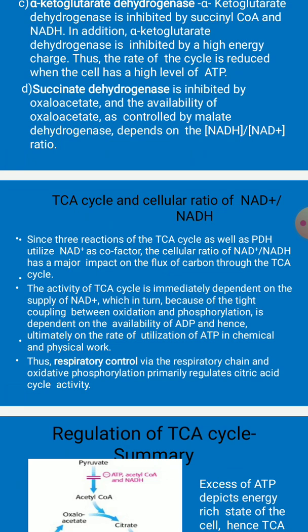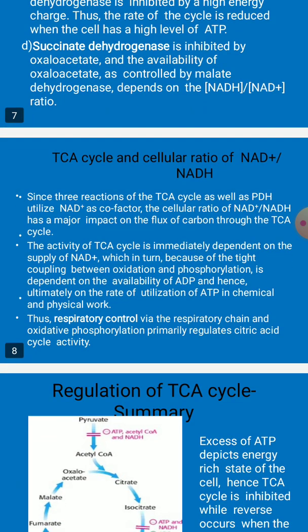So coming to the TCA cycle, let us see how the cellular ratio of NAD plus to NADH is going to be maintained here. In the three reactions which we have come across in the TCA cycle, as well as PDH, NAD plus is utilized as a cofactor, right? The three enzymatic reactions of the TCA cycle are isocitrate dehydrogenase, alpha ketoglutarate dehydrogenase and malate dehydrogenase, as well as PDH, pyruvate dehydrogenase, which utilizes NAD plus as a cofactor. So the cellular ratio of NAD plus to NADH has a major impact on the flux of carbon through the TCA cycle.